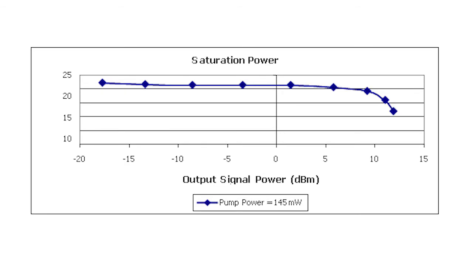Output signal power versus gain to find saturation output power. The plot shows that as the input signal power is increased beyond a certain level, the gain would begin to decrease. At the point where the gain has decreased 3 dB, the corresponding output signal power is the saturation output power. In this case, the saturation output power is about 9 dBm.